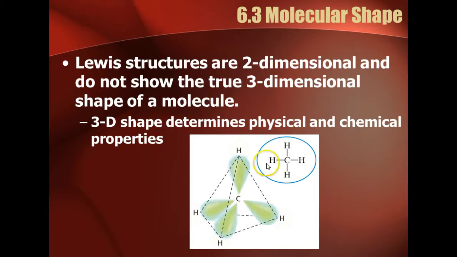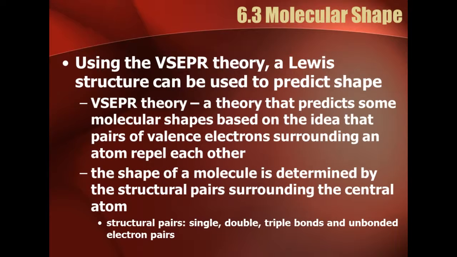As you look, this is what we would draw for a Lewis structure for methane. And notice how flat it looks as compared to the real structure, which is pyramidal in shape. Using the VSEPR theory, a Lewis structure can be used to predict the shape.